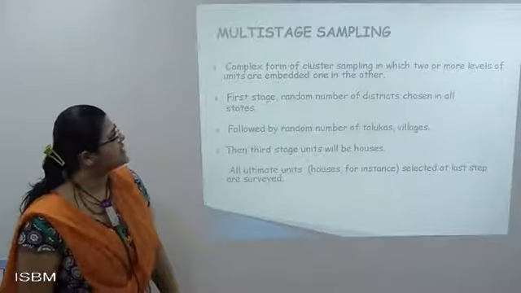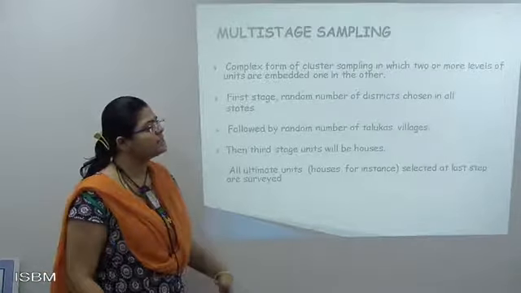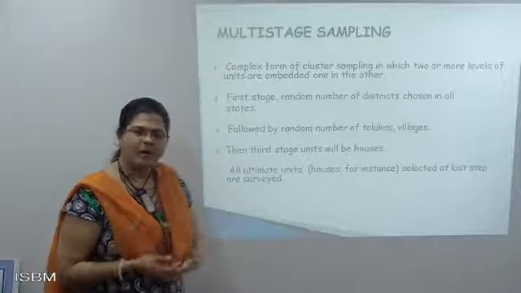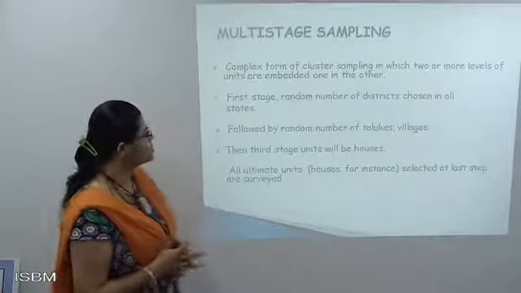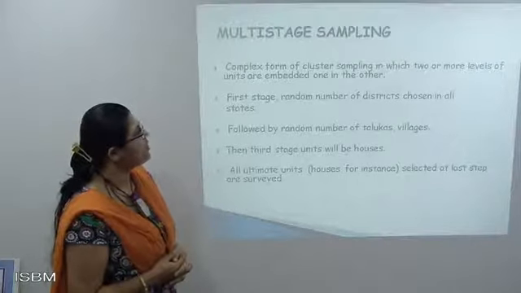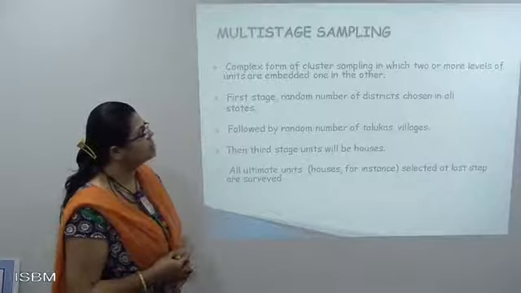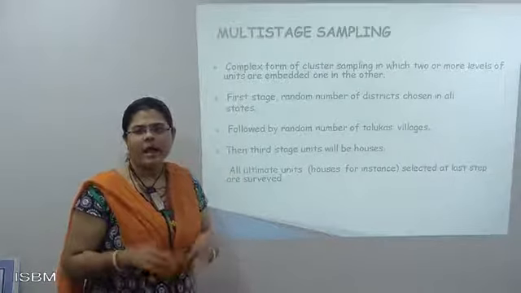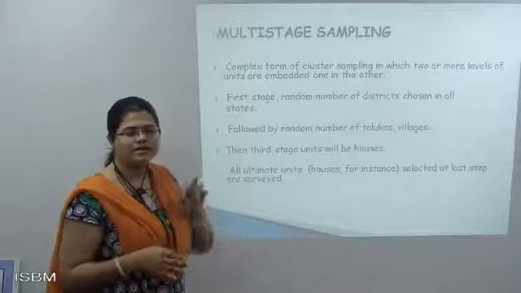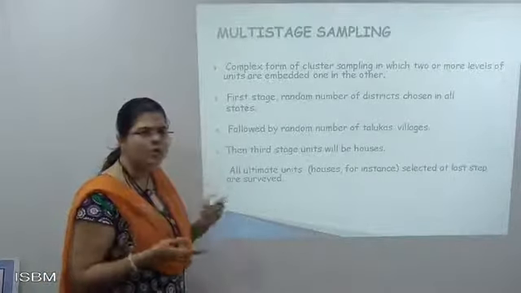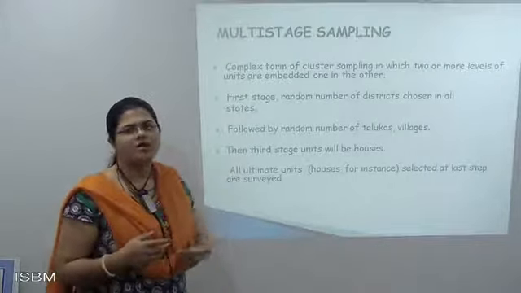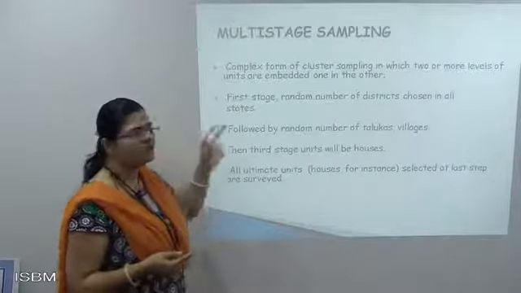I have multi-stage sampling. Multi-stage sampling means more than two samples, and according to this type of sampling, I get information out. It is a complex form of cluster sampling in which two or more levels of units are embedded one in the other. Here, multi-stage means clusters within clusters. I had two levels before, but if there are more than two related levels, I use this type, which is called the multi-stage way, where I can get the information relating to this.